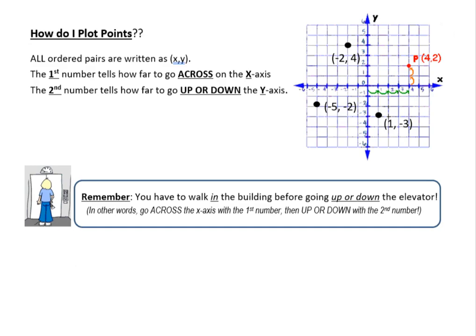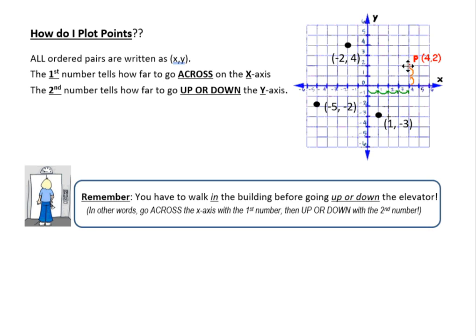Underneath that, it says, how do you plot it? All ordered pairs are written as x, y. If you think about it, x comes before y in the alphabet. So the first number tells you how far to go across. So you always start at the origin. And if I look at the letter P, the one in red, it says 4, 2. That means I want to go to the right 4 and then go up 2.